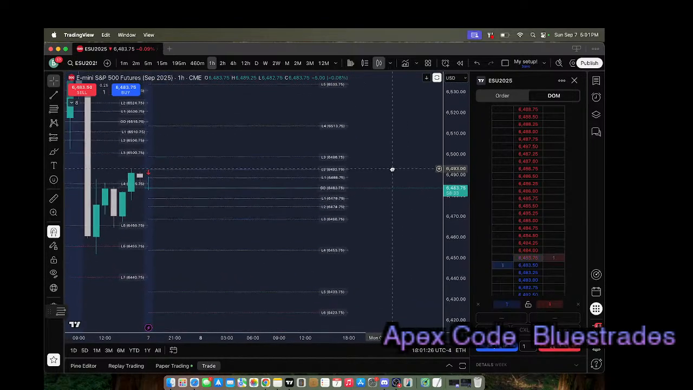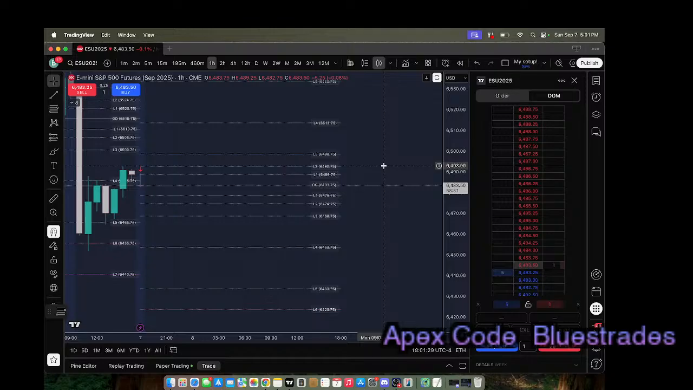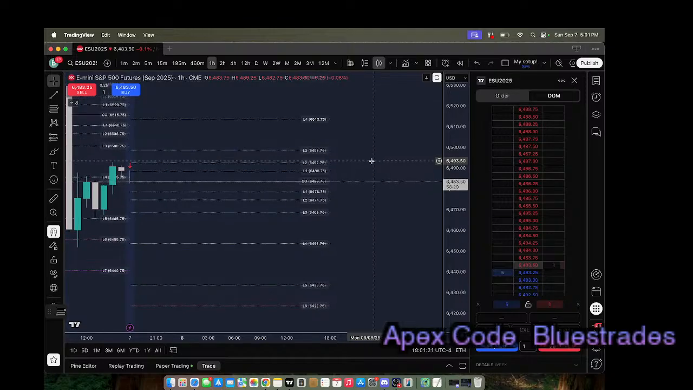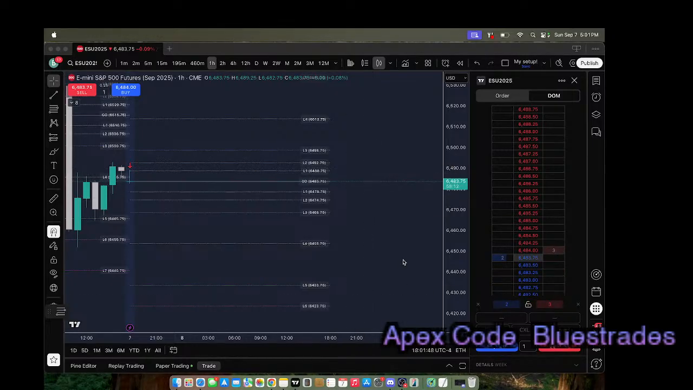This is a custom indicator based upon the math that I come up with, and then it draws these lines. Obviously, everybody interprets the market differently, so you have to determine whether you're going to go short or long based upon that.